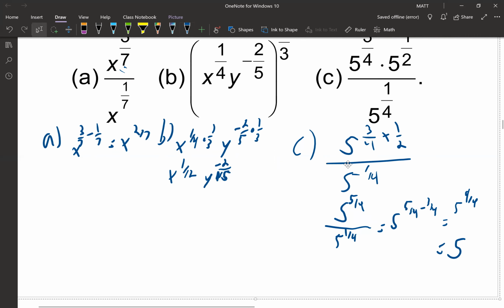Okay, so that takes care of those three problems. We're just manipulating the expression to simplify it down so it's easier to understand.